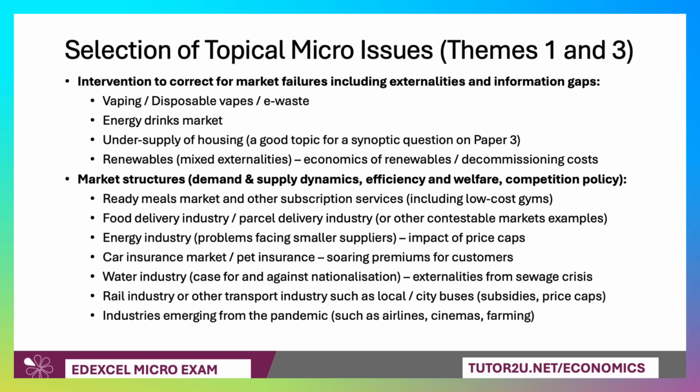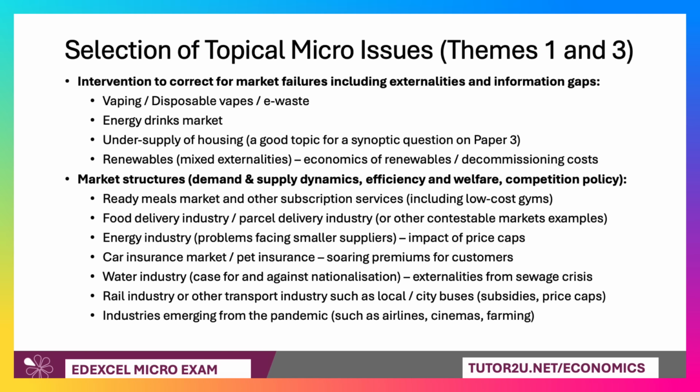Car insurance, pet insurance, huge increases in insurance costs and premiums for customers. What's happening? Why is it happening? What are the consequences? And then the big ones, water, the case for and against nationalisation, the externalities of the sewage crisis. I'm sure you've been following that.